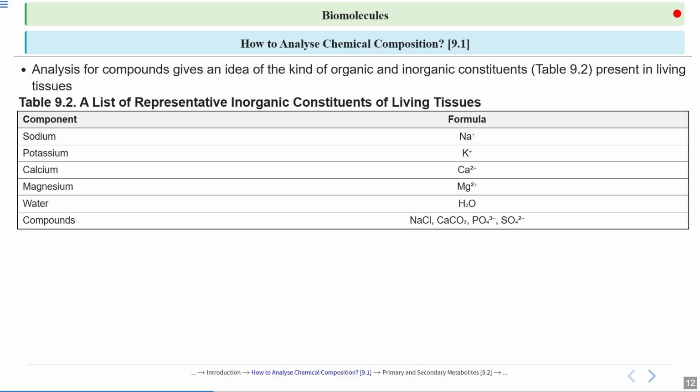So you have to remember all of this table: the organic constituents and inorganic constituents present in the living tissues. Sodium, the formula is also given, Na+, potassium is K+, calcium is Ca2+, magnesium is Mg2+, water is H2O, and then you have the following compounds. Clear?